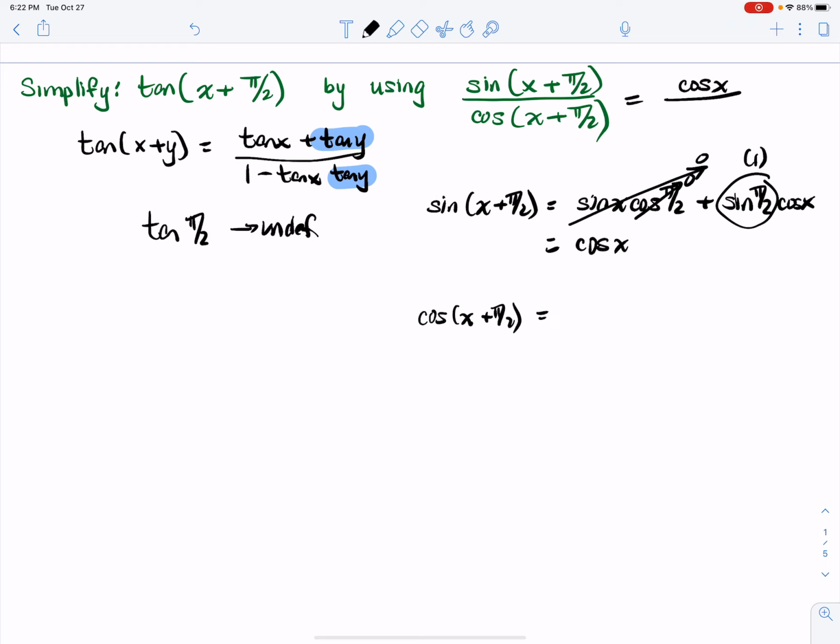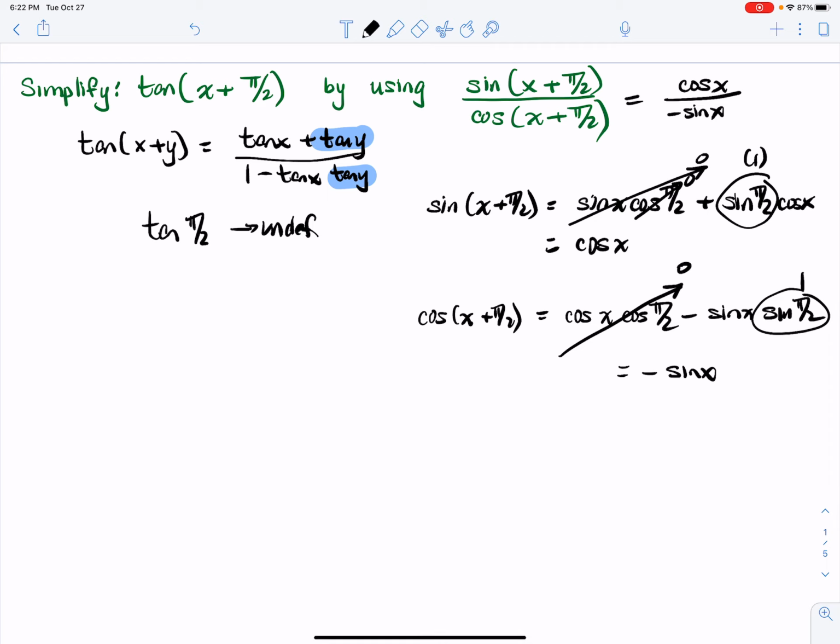Now remember, cosine of a sum is the cosines multiplied together minus the sines multiplied together. And here again, cosine of pi over 2 is 0, so this whole term goes away. Sine of pi over 2 is 1, so we end up with negative sine of x. And just like that, well, we know that cosine over sine is cotangent, so that means that tangent of x plus pi over 2 is the opposite of the cotangent function.